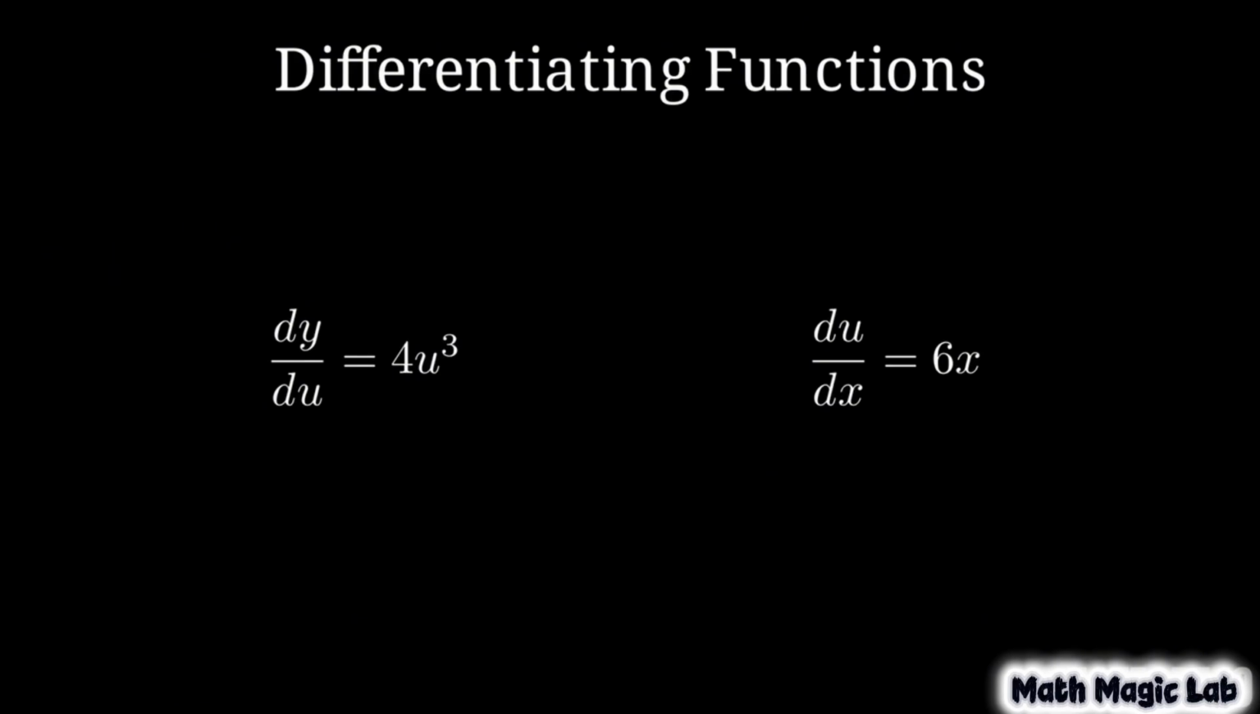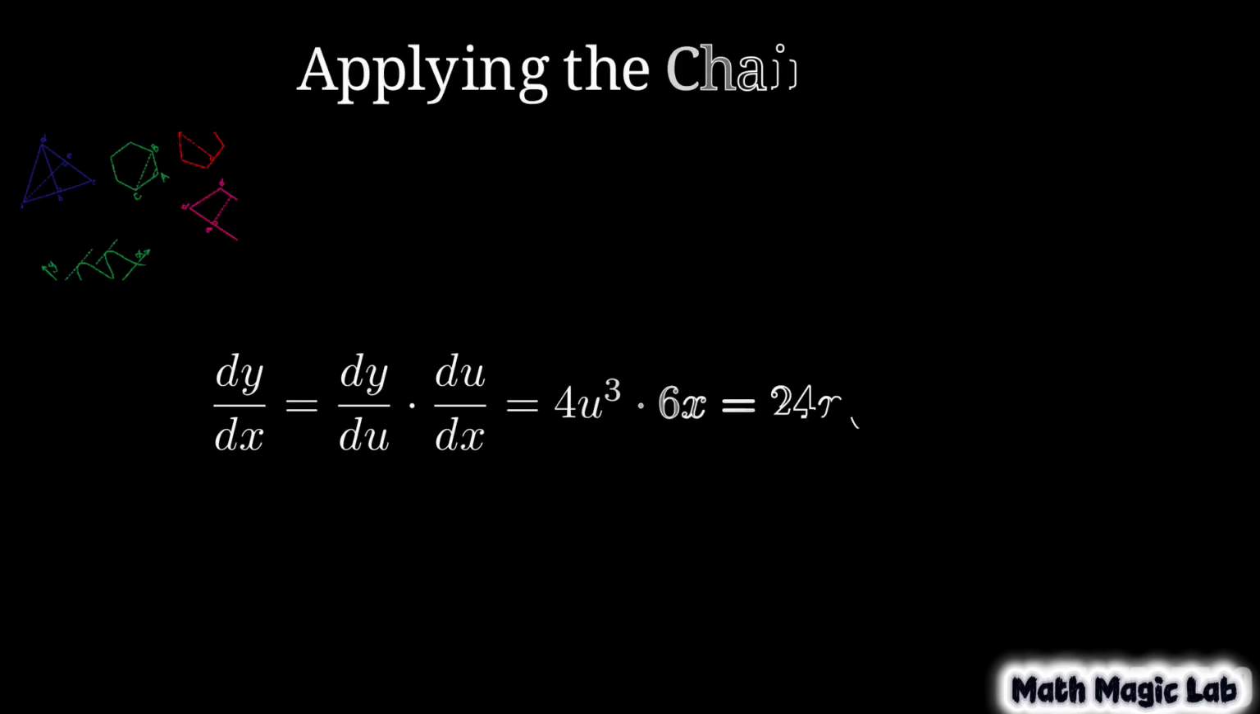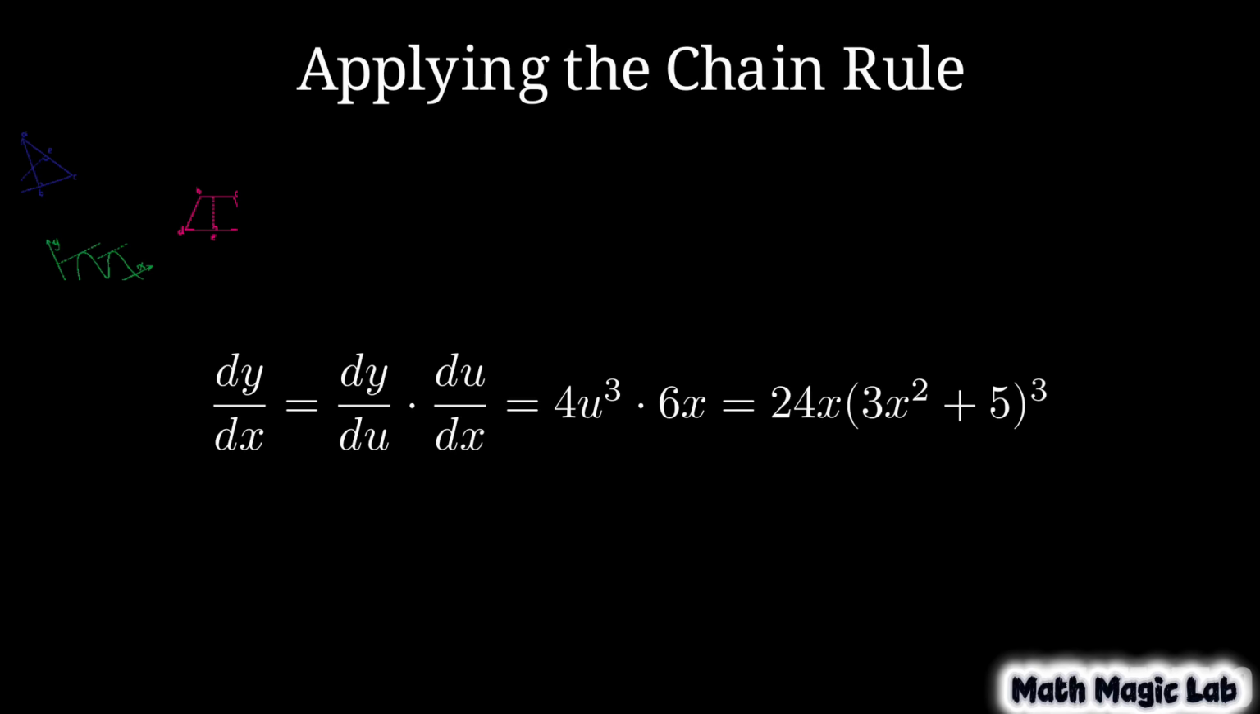Let's put them together. Now for the magic moment. The chain rule tells us to take those 2 pieces we just found and multiply them together. We take our outside derivative, 4u cubed, and multiply it by our inside derivative, 6x. It's like clicking 2 pieces of a puzzle into place. And just like that, the mystery is gone.